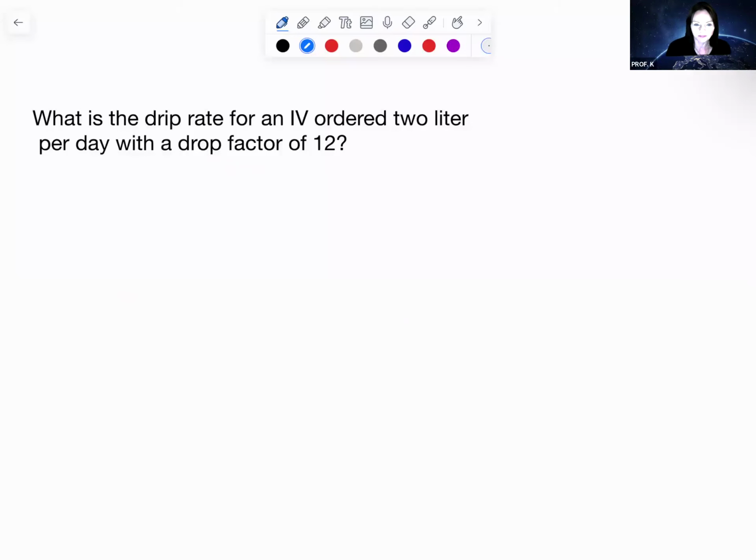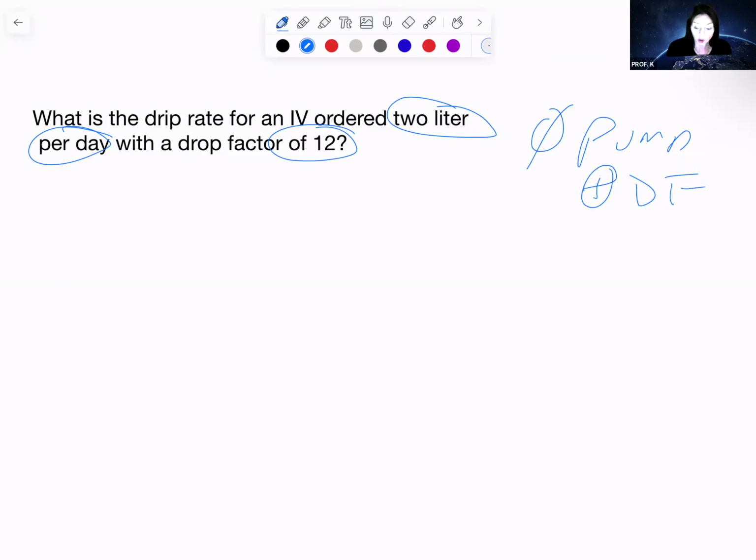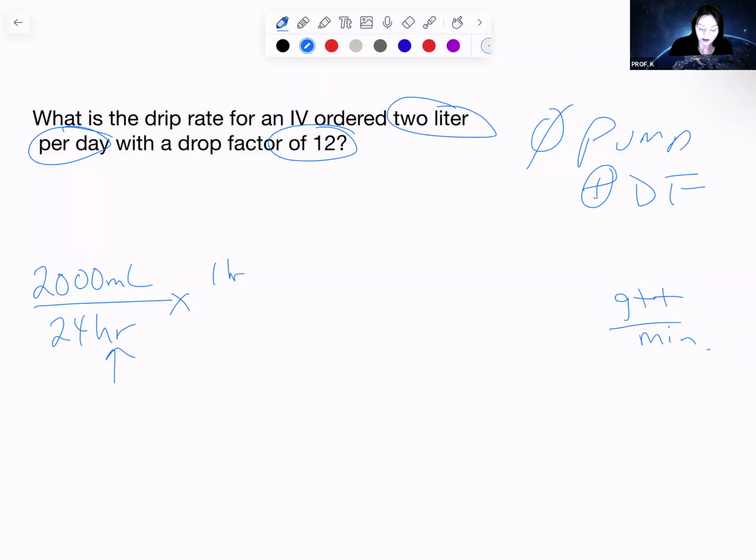Let's do it. All right, the doctor ordered 2 liters per day. Drop factor of 12. There is no pump. No pump, and we got a drop factor. So I'm going with drops per minute. 2 liters, volume over time. 2 liters is 2,000 milliliters per day. Every day there's 24 hours. So let's change hours to minutes. 1 hour is 60 minutes.